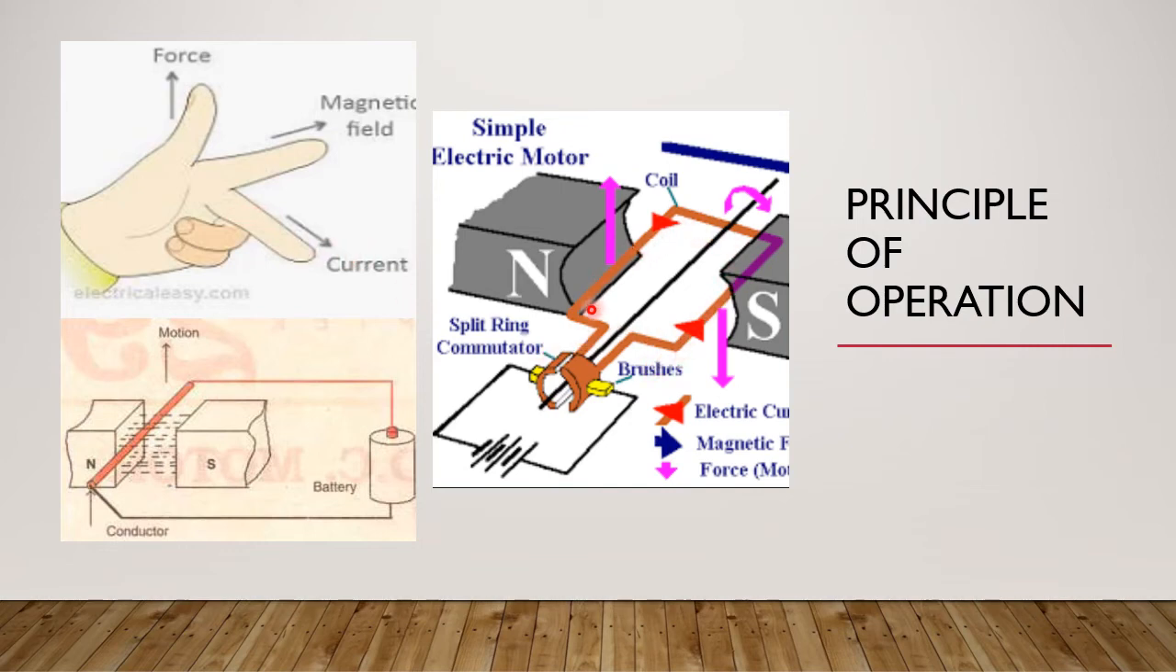Now what about this force? While current is in this direction, force is upwards. Similarly in this direction, force is upwards. On this side, in the opposite direction, force is downwards. That means automatically it is rotating in this direction. So that is the mechanical output. That is the principle of operation of DC motor.